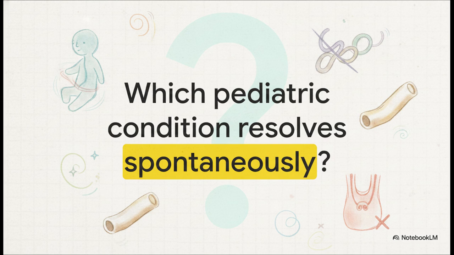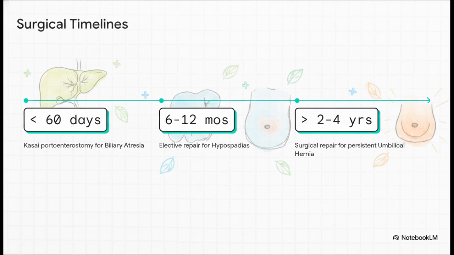Which of the following pediatric conditions usually resolve spontaneously? A, hypospadias, B, umbilical hernia, C, biliary atresia, D, anorectal malformation, or E, none of the above? And just like we covered, it's B, umbilical hernia. They close on their own in the vast majority of cases.